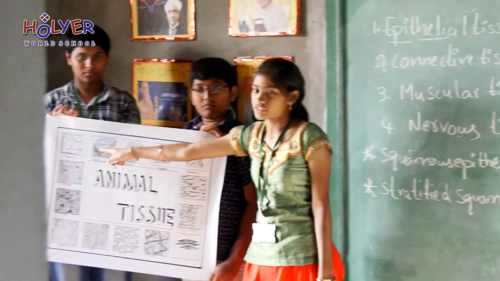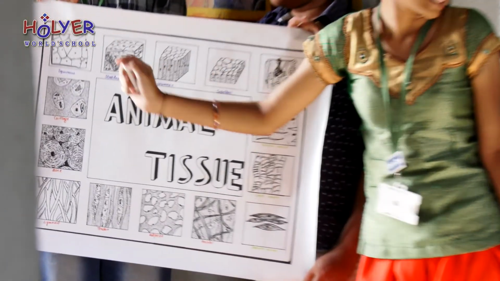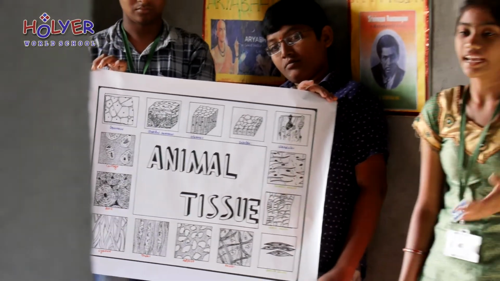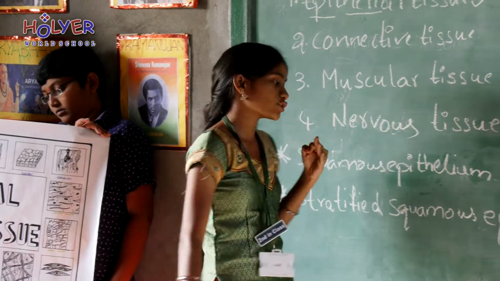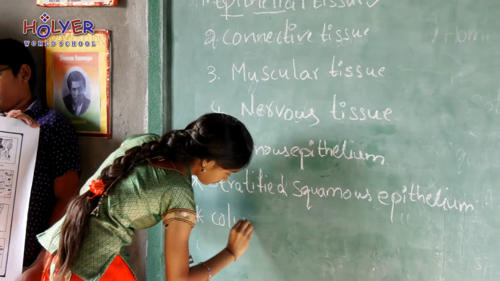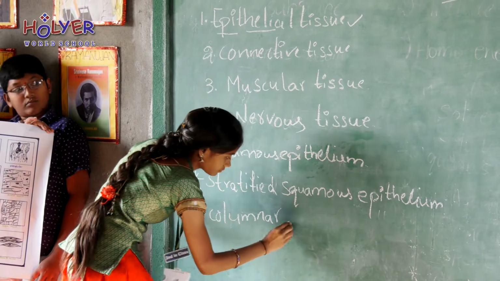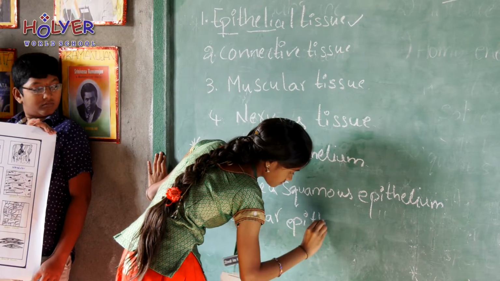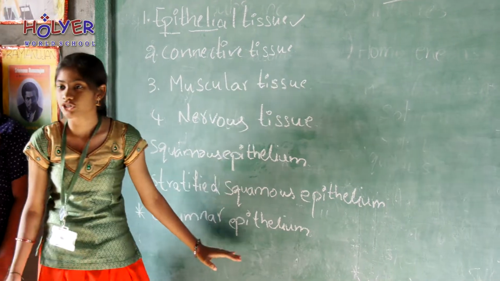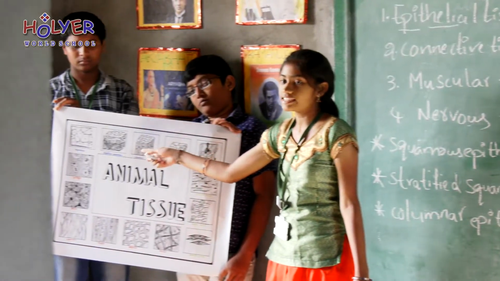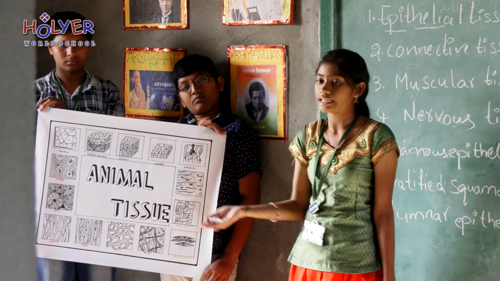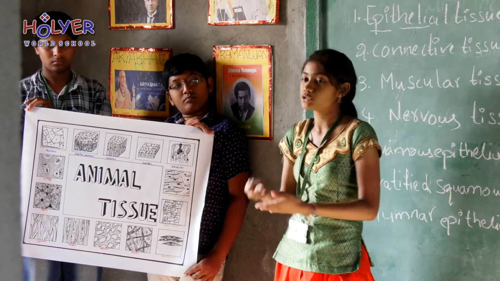Here this is the structure of the stratified squamous epithelium. The cells in the epithelial tissue which are arranged in the form of layers are known as stratified. And the third one is columnar epithelium. The cells in this tissue are arranged in the form of columns like these, and hence it is known as the columnar epithelium. And these are present mainly in places where absorption and secretion take place.